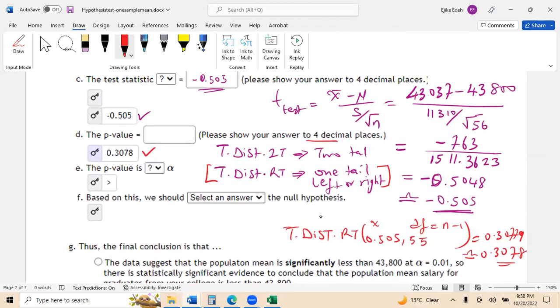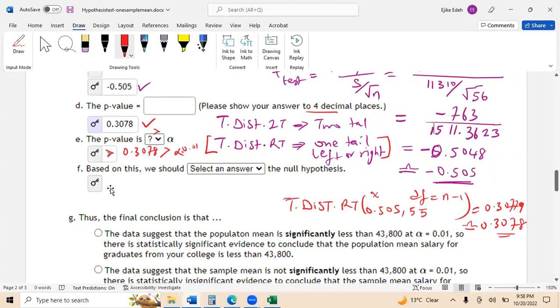And if we compare the two, if you compare p-value with alpha, you see that p-value is bigger, of course. 0.3078 is definitely bigger than alpha, which is 0.01. So your option here, what you put in there, is the greater than symbol, because it's big. Okay, so based on this answer, what do you do? Coincidentally, the answer aligned with the first one too. But pay attention that your decision is to reject when it is greater.